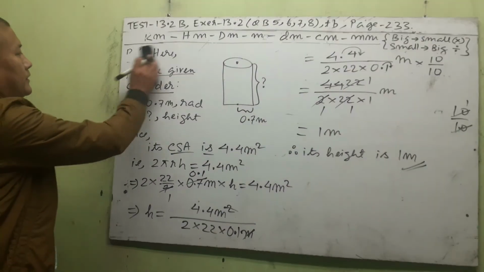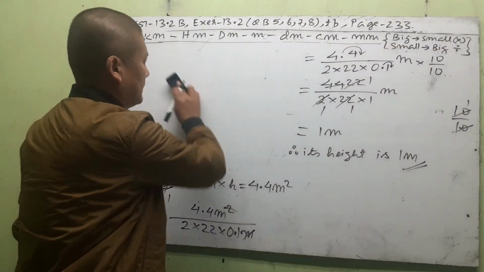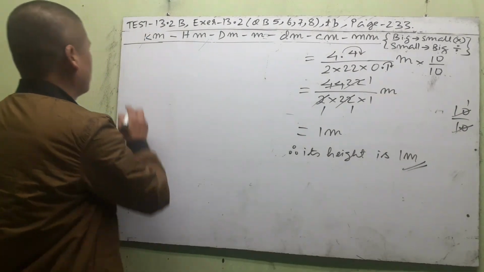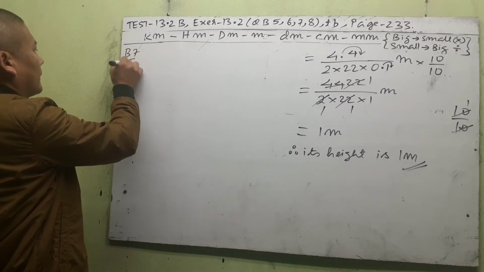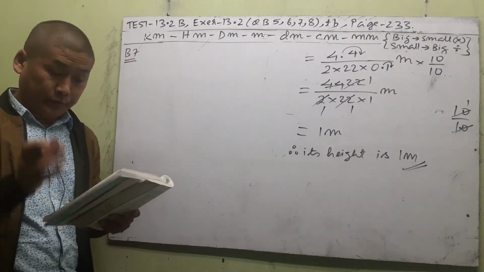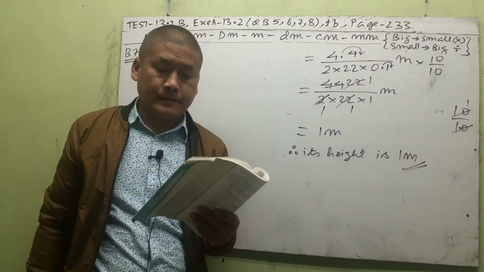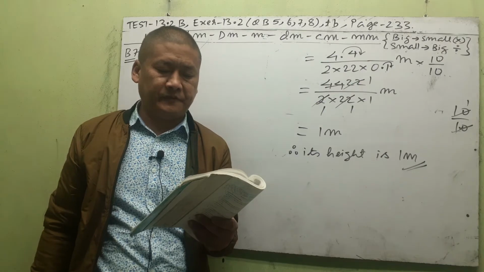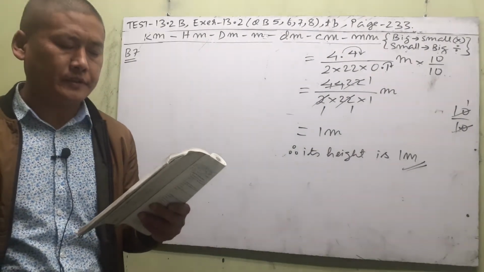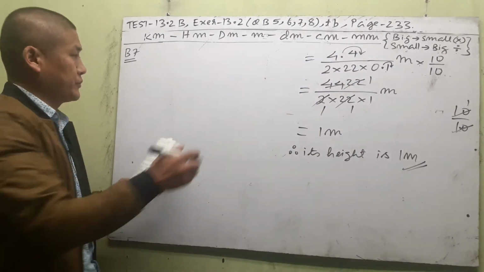And B7. Let's go to B7. Let me read the question for us. The inner diameter of a circular well is 3.5 meter, and it is 10 meters deep. Find the inner curved surface area. Second, the cost of plastering this inner curved surface at the rate of rupees 40 per meter square.